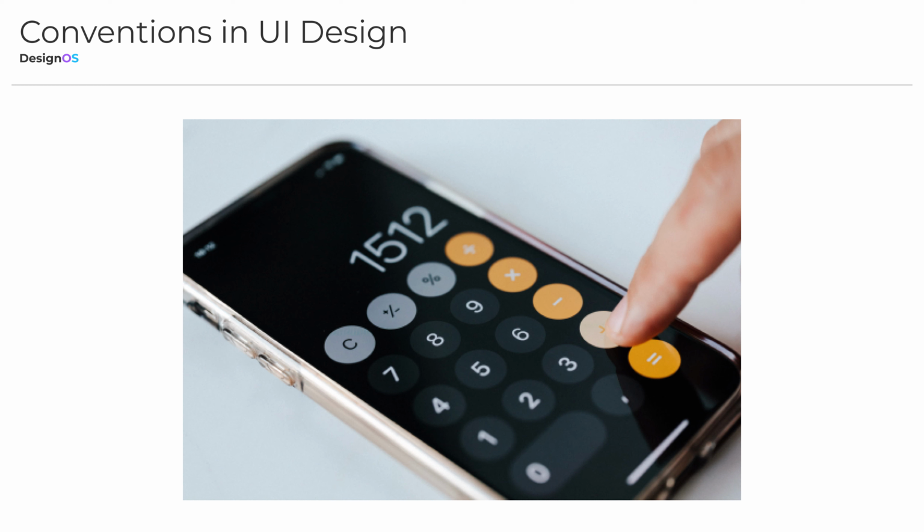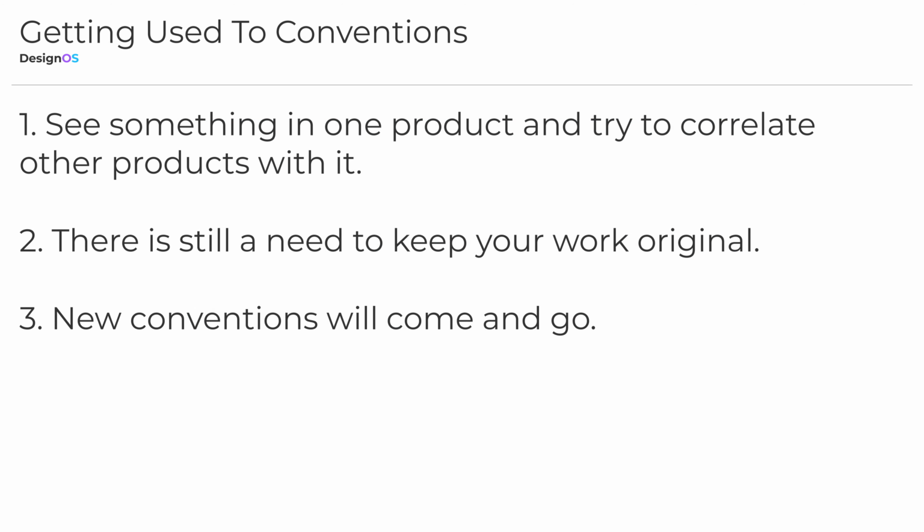This is how users get used to some conventions in user interfaces. They see something in one product and try to correlate it with other products. We only need to teach the person once and then it becomes natural. These conventions are all well and good, but to keep our work original and exciting, we would not want to make a bland and conventional interface. We'll learn how to do that soon enough.